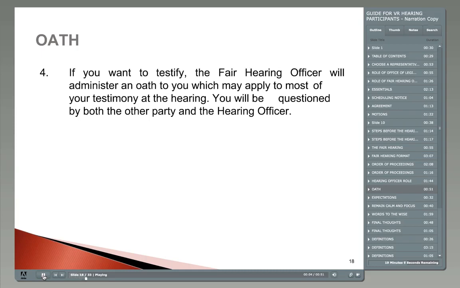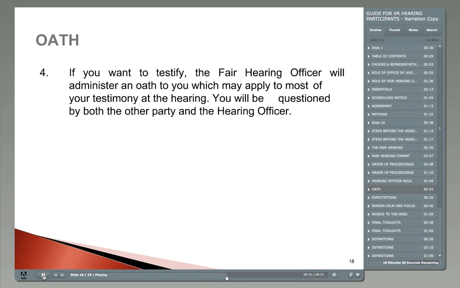So what about oaths? If you want to testify, the fair hearing officer will administer an oath, which may apply to most of your testimony at the hearing. You'll be questioned by the other party and the hearing officer. When you swear to tell the truth, the whole truth, and nothing but the truth, that's an important oath, and it has serious consequences if you promise and then fail to deliver. If you're then dishonest, there are consequences associated with that.